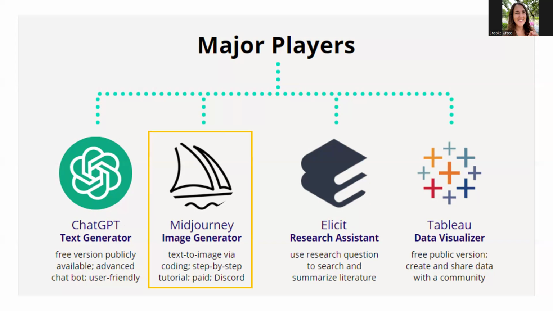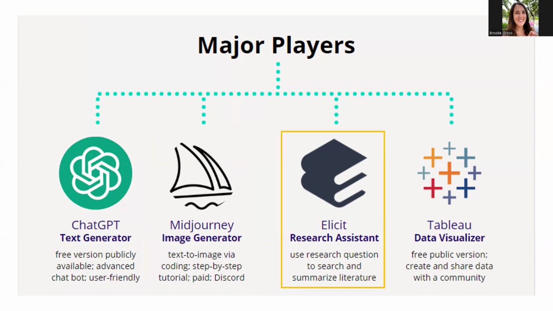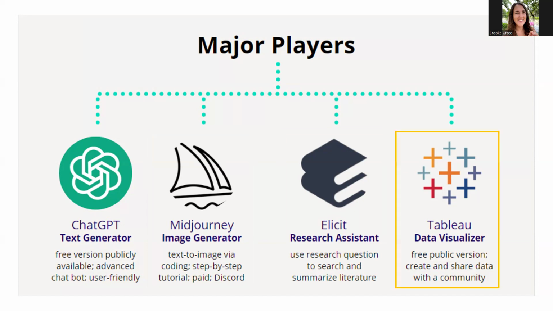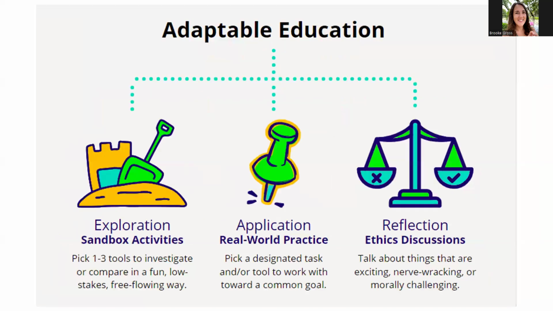Midjourney is an image generator that lives in Discord. This software generates images from text-based codes, and they have tutorials to walk users through that process step by step. Elicit is a free research assistant designed to search and synthesize existing literature based on a research question. Tableau is a data science tool that uses AI to visualize and share data within a user community. These are some of the most common artificial intelligence tools you'll hear about. Others include Gemini, formerly Google Bard, Microsoft Copilot, Leonardo, Semantic Scholar, Perplexity, and GitHub.